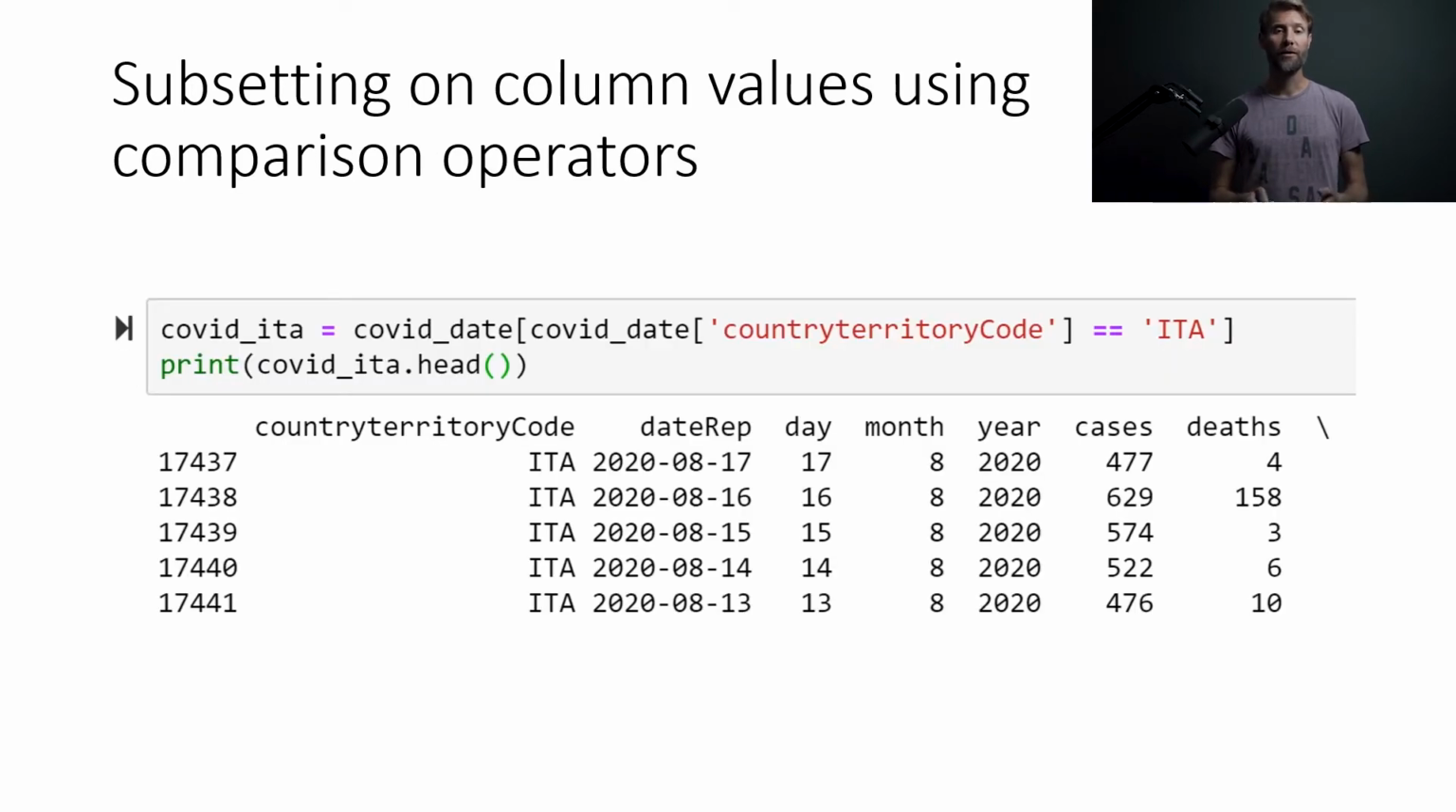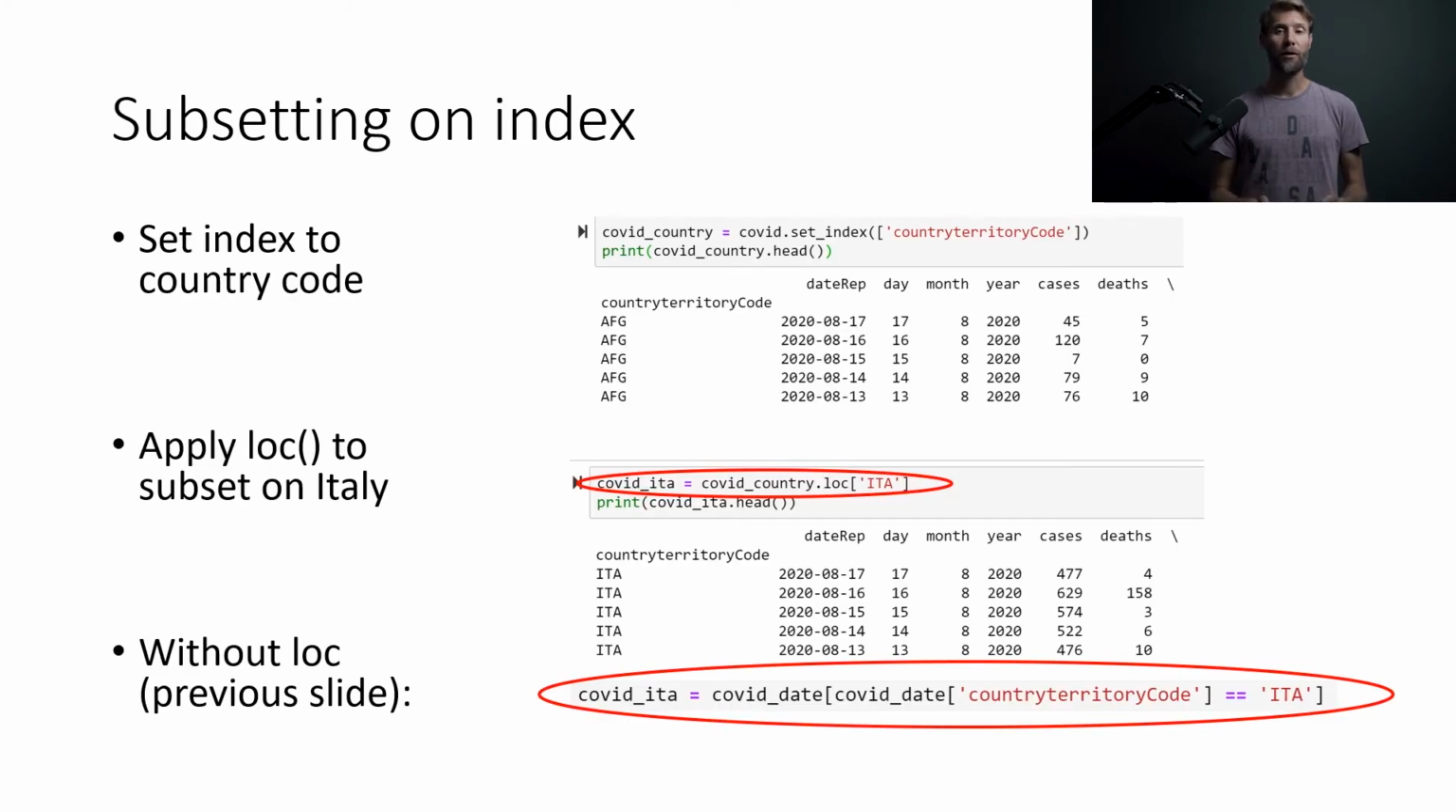Let's have a look at the traditional way to subset a data frame. The line of code we need to subset all rows of Italy is quite long and requires us to use comparison operators like the double is equal to symbol. In this example, the country column is set as the index. By applying the loc function, we only need a short line of code to select all rows from Italy. Another advantage of using loc is that the subsetting on indexes runs a lot quicker. This can be very important if you have a large data frame.